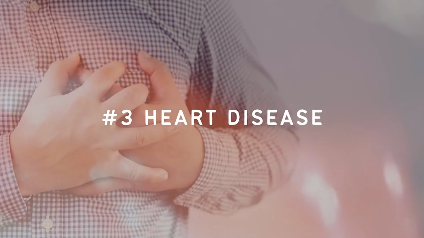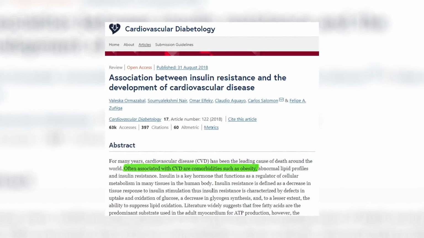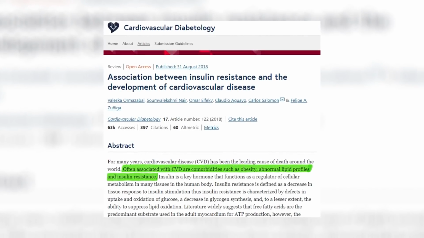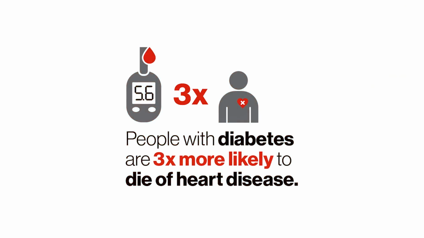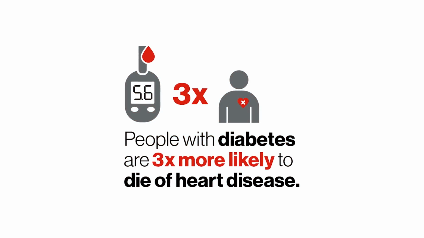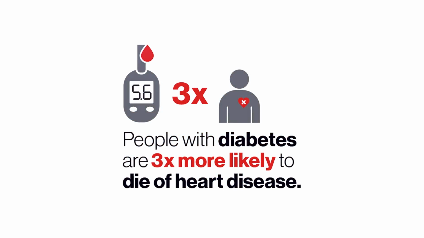Number 3, heart disease. Insulin resistance is highly associated with an increased risk of cardiovascular disease. It is thought that the high levels of circulating insulin cause chronic inflammation, as well as damage to the blood vessels directly. And we see this relationship pretty clearly with type 2 diabetes and heart disease. Over 30% of those with type 2 diabetes also have cardiovascular disease.